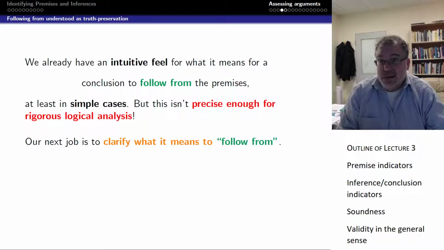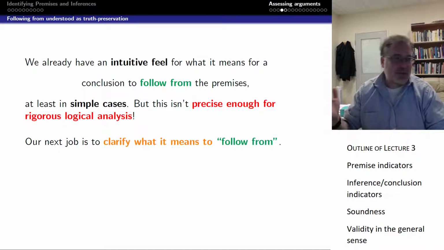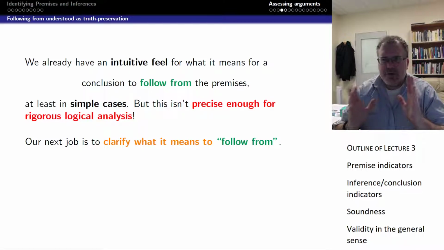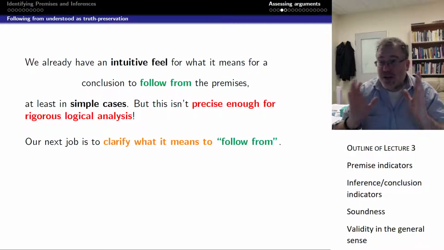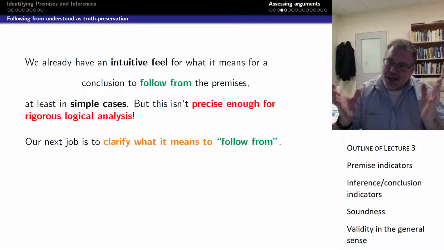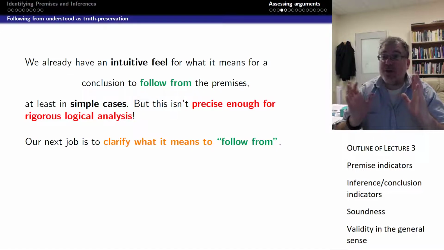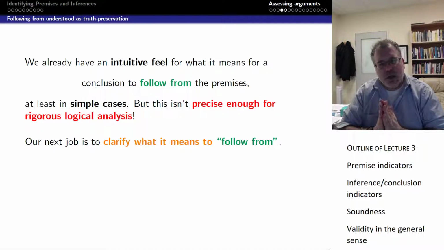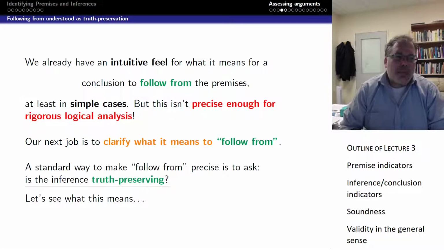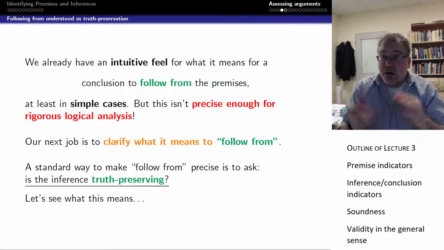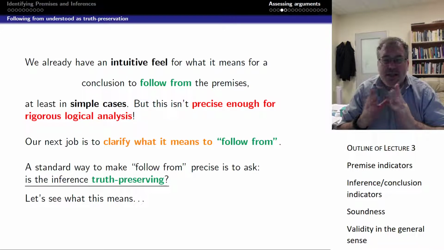Now, in the simple cases, we've looked at some of them, right, like the moon, etc. That's fairly simple, right? We have a good intuitive grasp of whether the conclusion follows from the premises or not. But in the more complicated cases, we might want to have a more systematic account of what it means for the conclusion to follow from the premises. So let's talk a little bit about what follows from means. One way in which it is very often discussed is to say this, right? Follows from is to be understood in terms of truth preservation.